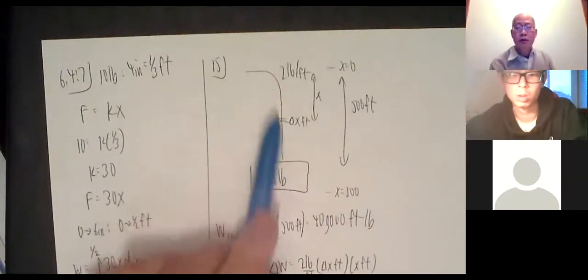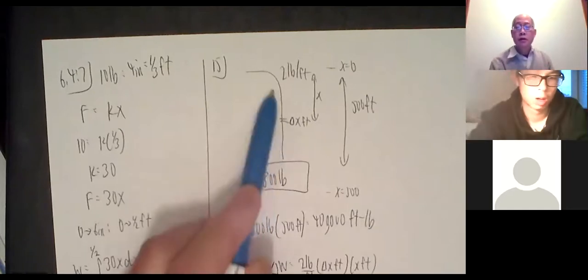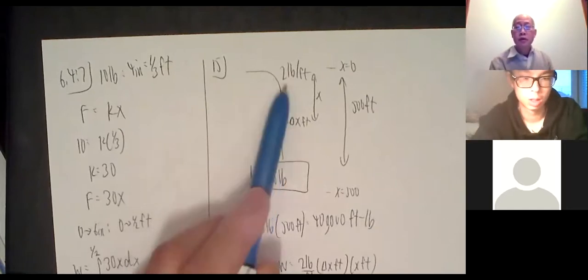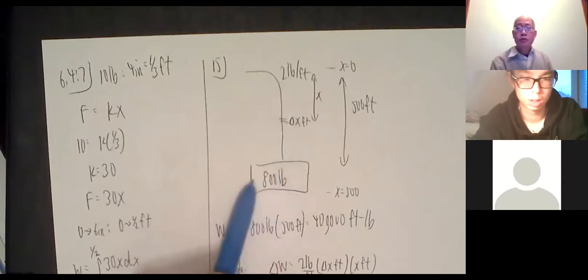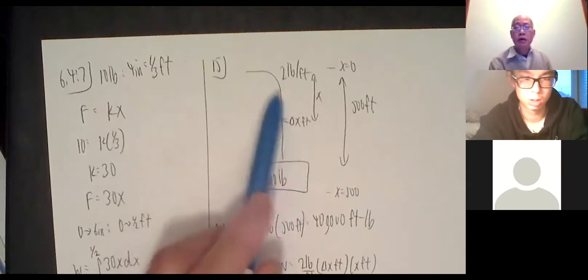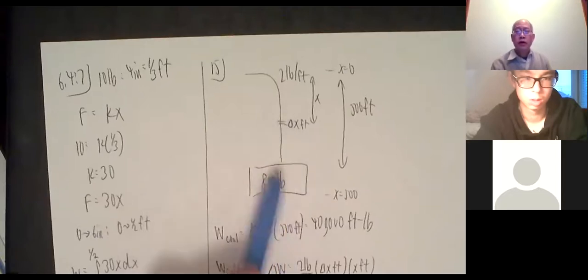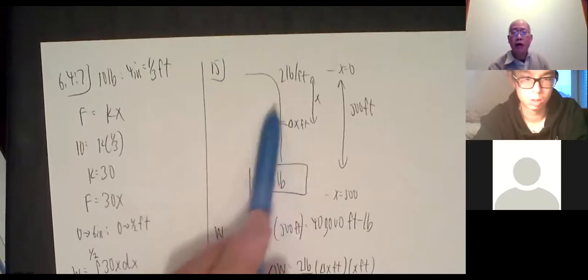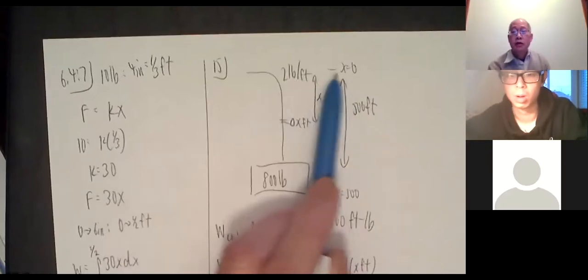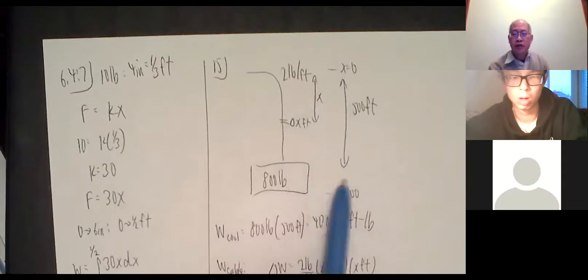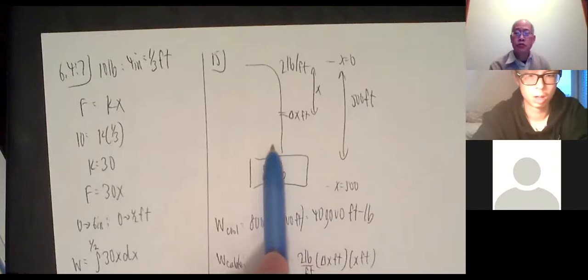So here's the cable. You got 800 pounds of coal at the bottom. The cable itself weighs 2 pounds per foot. You're bringing all of this coal up, but you're also bringing up the cable. So how much work is there in bringing the coal up and also the cable? Here's x equals 0. Here's x equals 500.